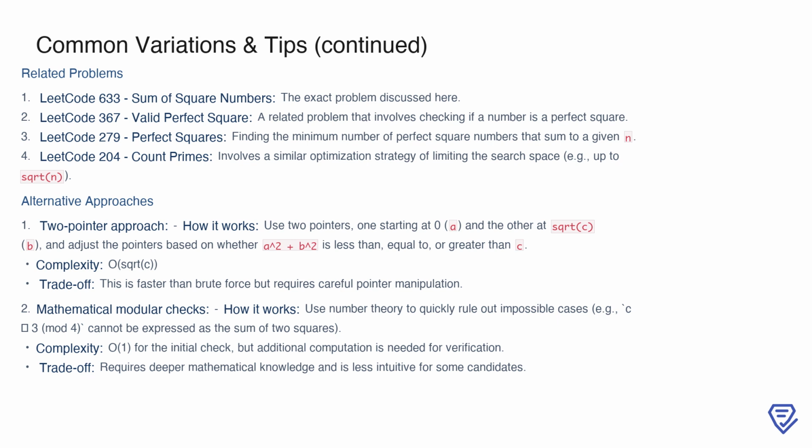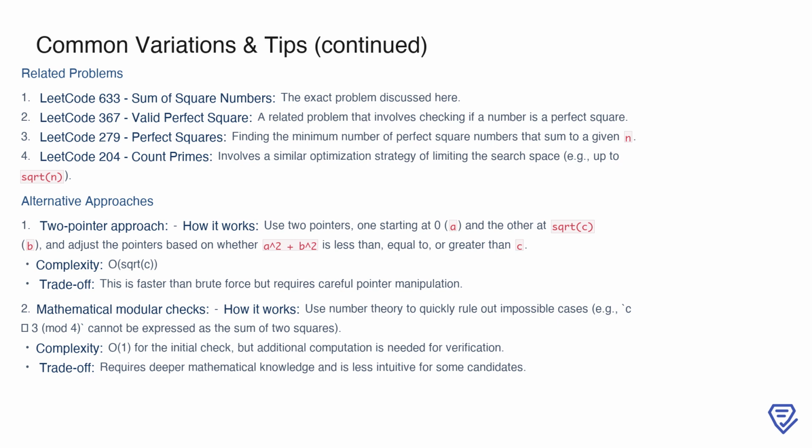This problem is closely related to a few other challenges on LeetCode. For instance, LeetCode 367 asks you to determine if a number is a perfect square, while LeetCode 279 focuses on finding the minimum number of perfect squares that sum to a given n. Another related problem, LeetCode 204, involves counting prime numbers, which also employs an optimization strategy that limits the search space, often up to sqrt(n).